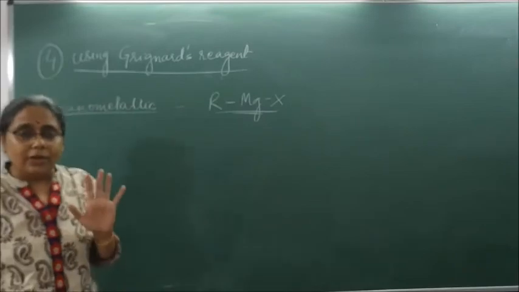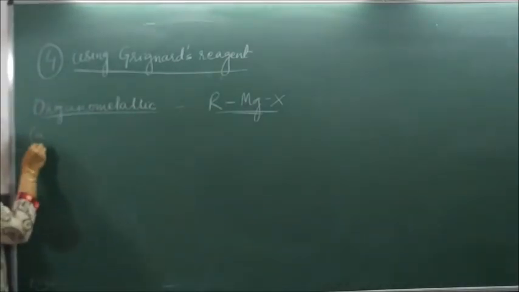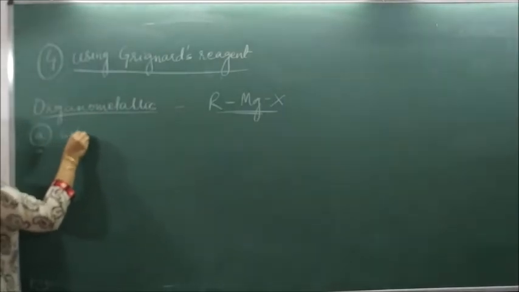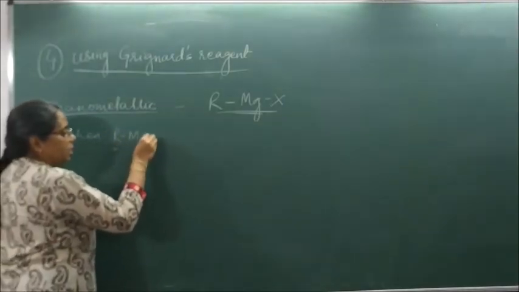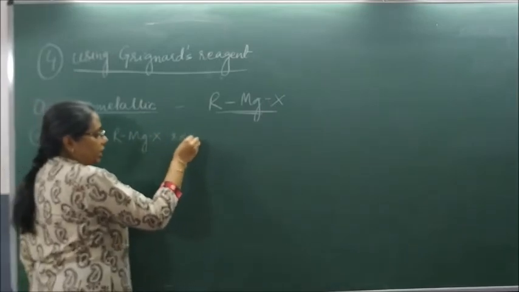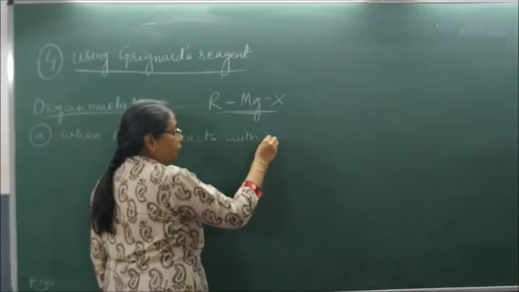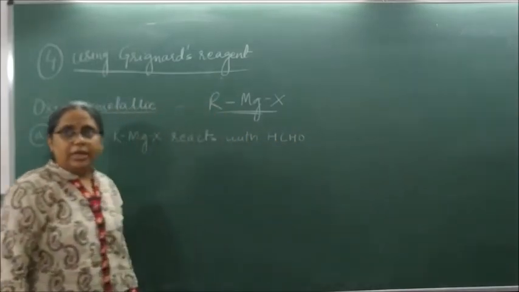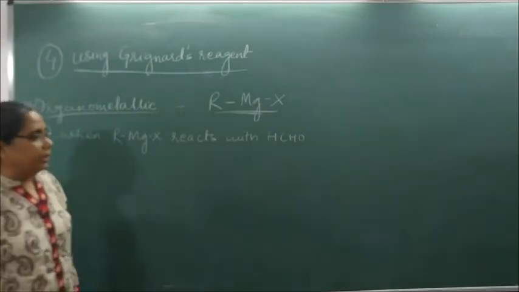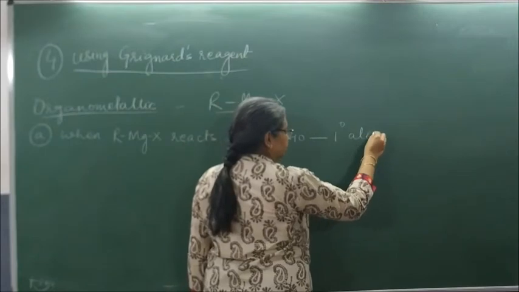Now please understand very clearly. First thing, when Grignard's reagent, I am writing RMgX, when RMgX reacts with formaldehyde. Formaldehyde is what? HCHO, methanal. It gives what? Primary alcohol.